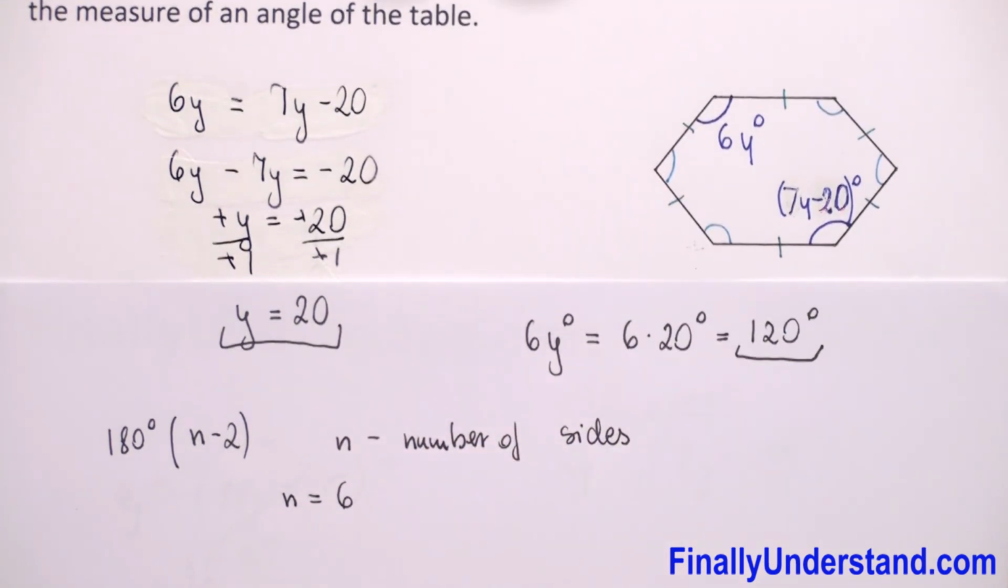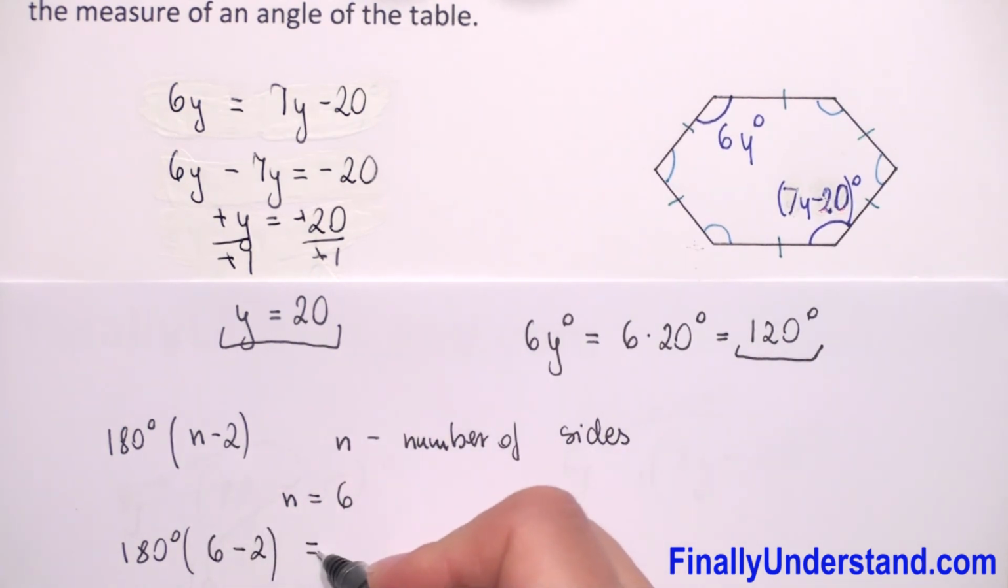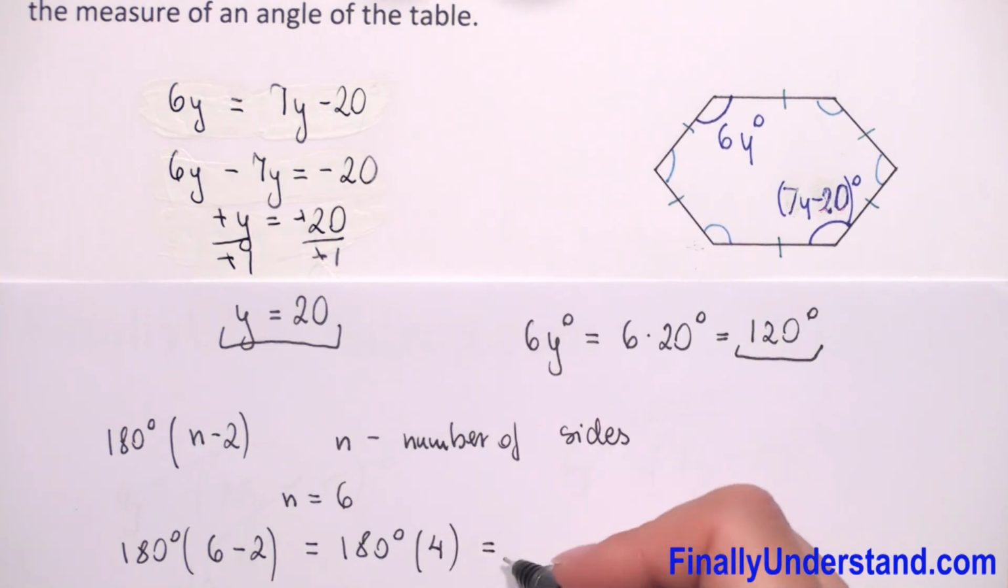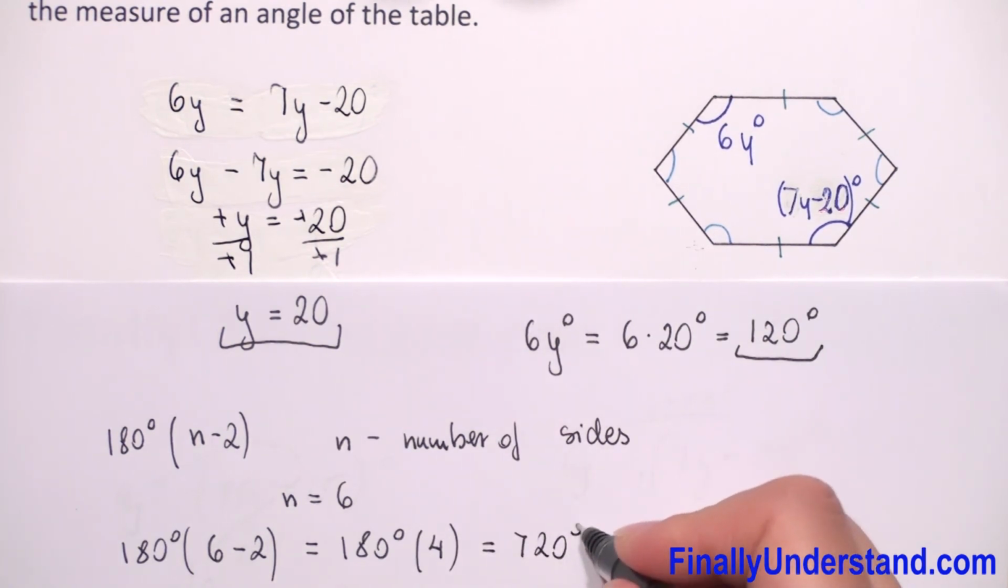So now we can substitute n by 6, and we have 180 degrees times 6 minus 2. So this is equal to 180 degrees times 6 minus 2, which is 4. So this is equal to 720 degrees. This is the sum of the interior angles for a regular hexagon.